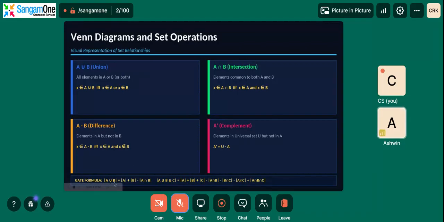You can see the A union B formula here. Number of elements in A plus number of elements in B minus number of elements in A intersection B corresponds to A union B. Similarly, for three sets: number of elements in A plus B plus C, minus A intersection B, minus B intersection C, minus A intersection C, plus A intersection B intersection C. These are not determinants; these are the number of elements that each set contains.